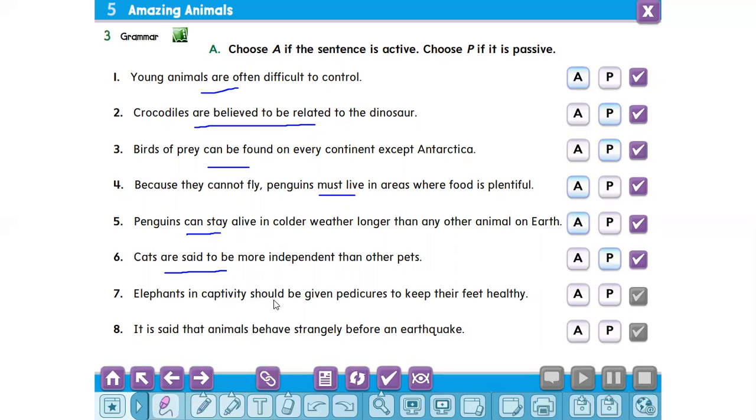Elephants in captivity should be given pedicures to keep their feet healthy. Should be given, so it's passive. It's said that animals behave strangely before an earthquake. It's said that plus clause, so it's passive form.